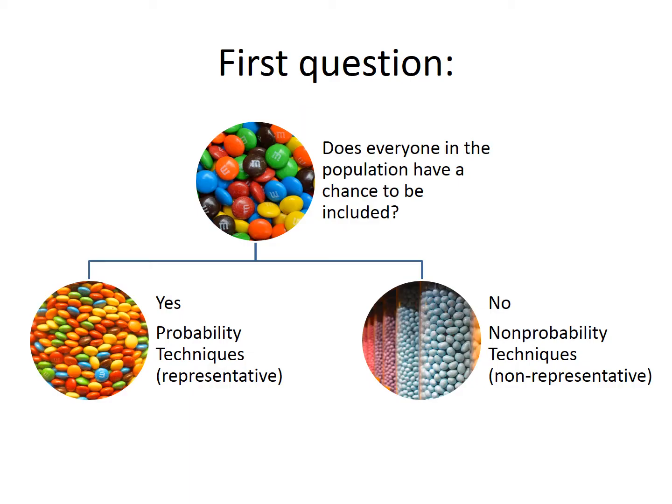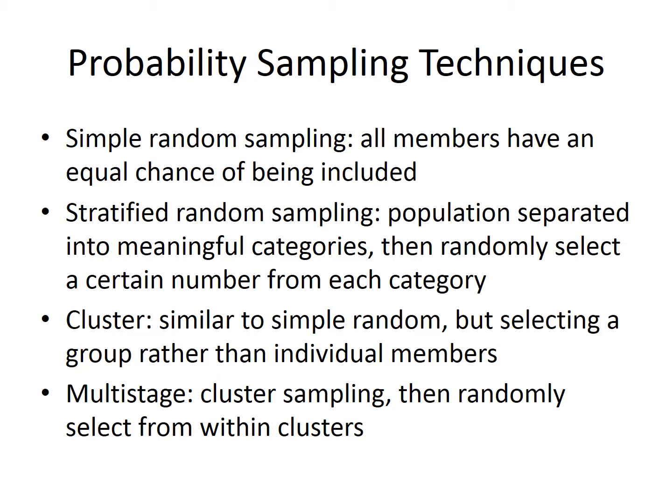When we go about selecting a sample or determining what type of sampling method was used in a study, the first question we need to ask is, does everyone in the population have a chance to be included? If so, we'll use one of the techniques referred to as probability sampling or representative sampling. If not, we'll use a non-probability technique, which is also called non-representative. Even when we have the ability to select from the entire population, we might use different techniques to ensure a representative sample given our population of interest.